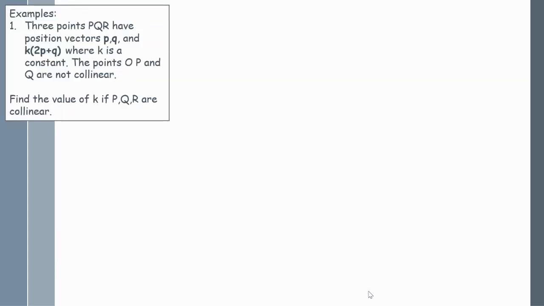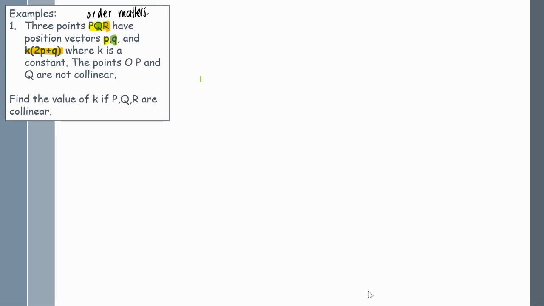Example 1. We have 3 points P, Q, R. Notice that Q is in the middle here. They have position vectors little p, little q, and k brackets 2 little p plus little q, where k is a constant. That means the vector from O to point P is vector little p. The vector from O to point Q is little q. And the vector from O to R is some scalar multiple of 2 times vector P plus vector Q.